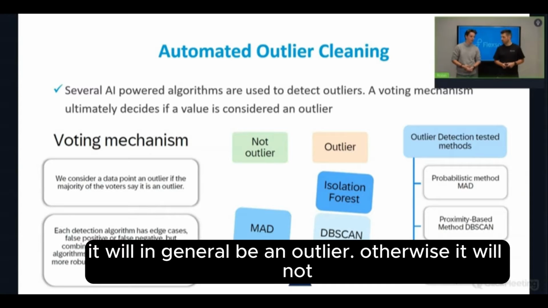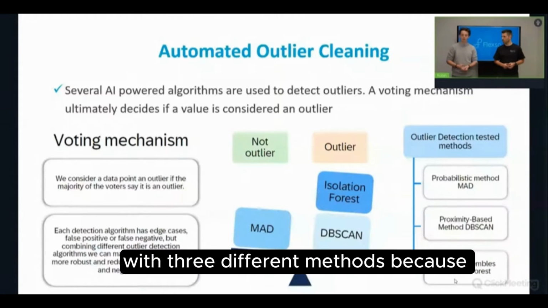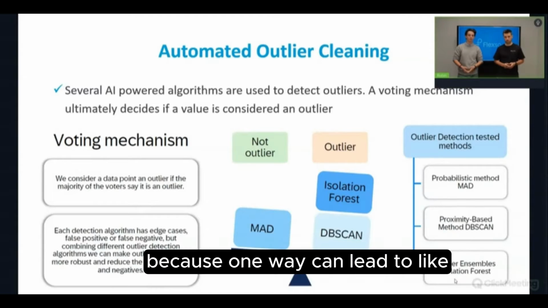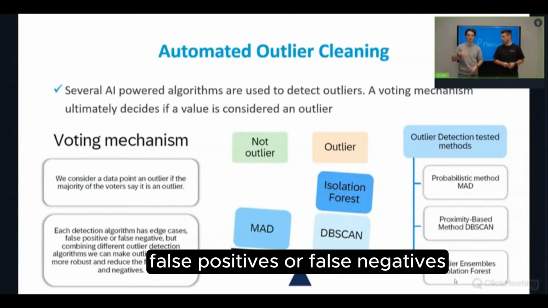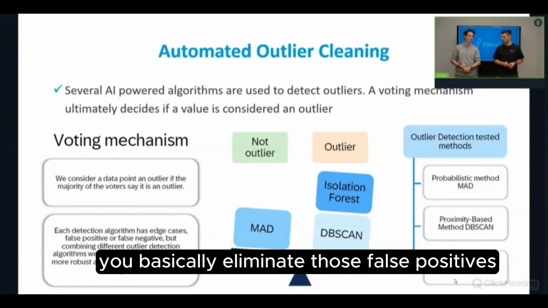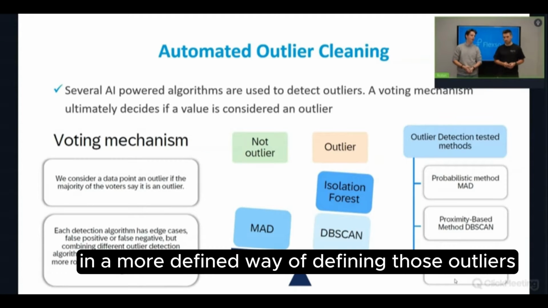Otherwise, it will not. And I think they meant to do it with three different methods because then you have a robust way of detecting those outliers, because one method can lead to false positives or false negatives, and by including multiple methods you basically eliminate those false positives and false negatives, and have a more robust and more defined way of defining those outliers.